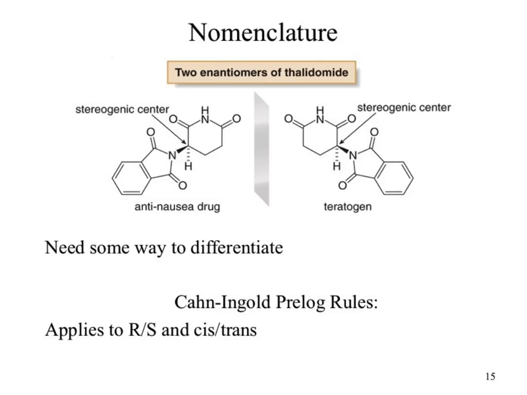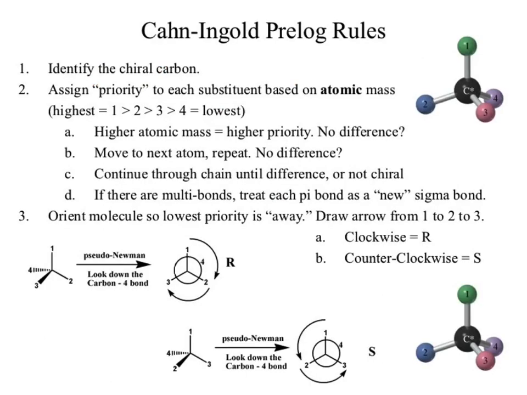That naming system comes back to identifying those 4 different groups and assigning priorities to them. That system is known as the Cahn-Ingold-Prelog rules. That system applies for our chiral atoms, R and S, and also cis and trans. These are our rules for assigning priorities. You identify your chiral atom or your potential cis-trans location. You assign priorities to each substituent based on atomic mass. And that's where it gets tricky. It is always atomic mass.